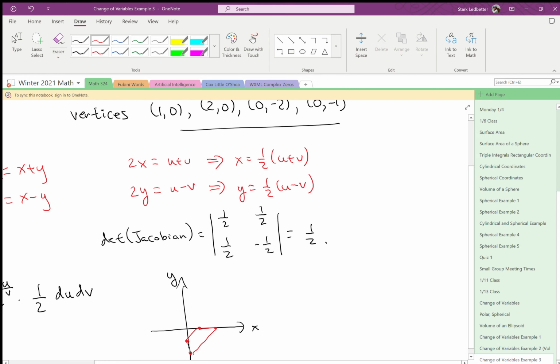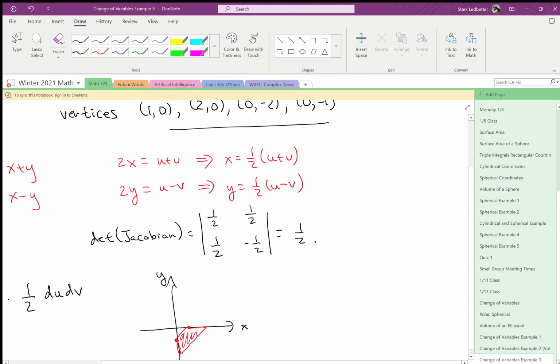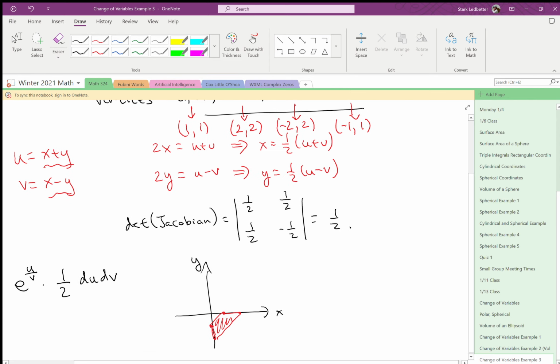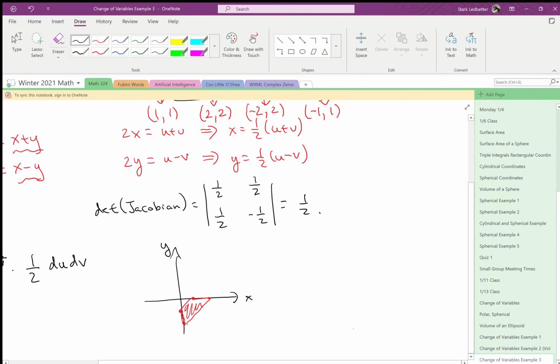Okay, so this is a slanted little trapezoid. And then what happens to these? So I'm going to translate to u, v. So I have x plus y, x minus y. So this turns into (1, 1), and doing x plus y, x minus y, (2, 2). This is (-2, 2). And this one is (-1, 1). Okay, so now in my uv plane, I can plot those points: (1, 1), (2, 2), (-2, 2), (-1, 1). I get now this trapezoid.